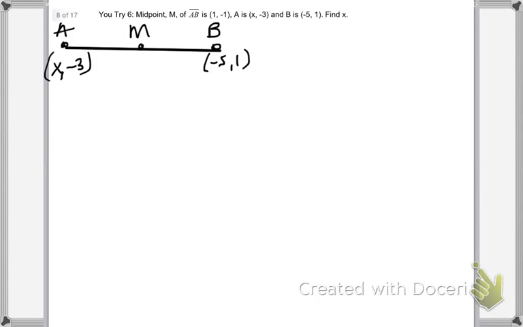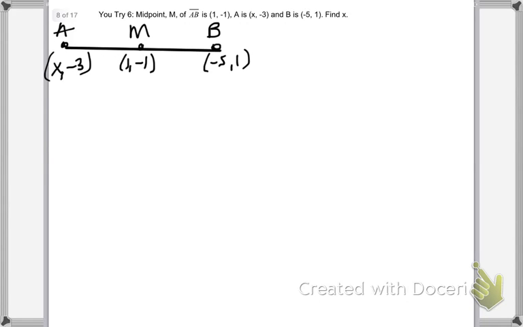Okay, this one is a little different. Here, we know our midpoint, we know the y coordinate, but we don't know the x of our A, and we do know what our B is. So let's go ahead and do this one as well. We have our line segment AB with our midpoint M. A is x, -3. B is -5, 1. And our midpoint is 1, -1.